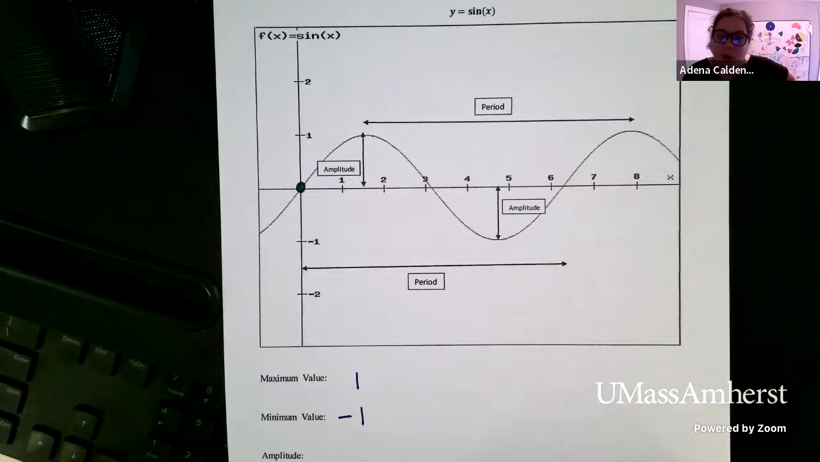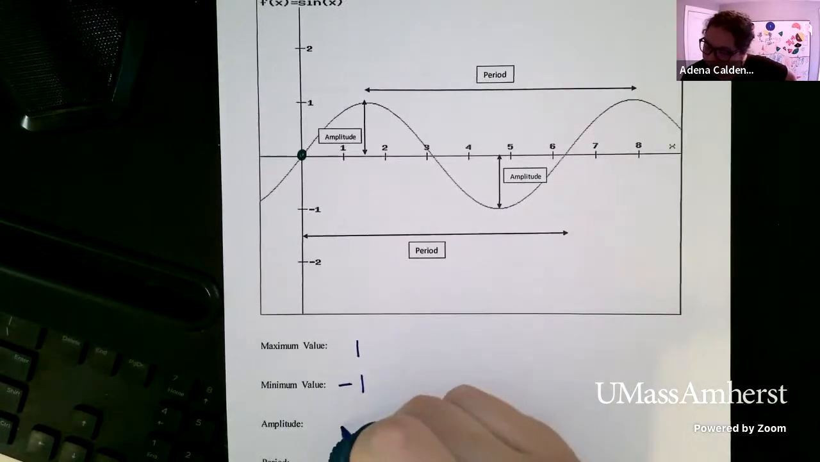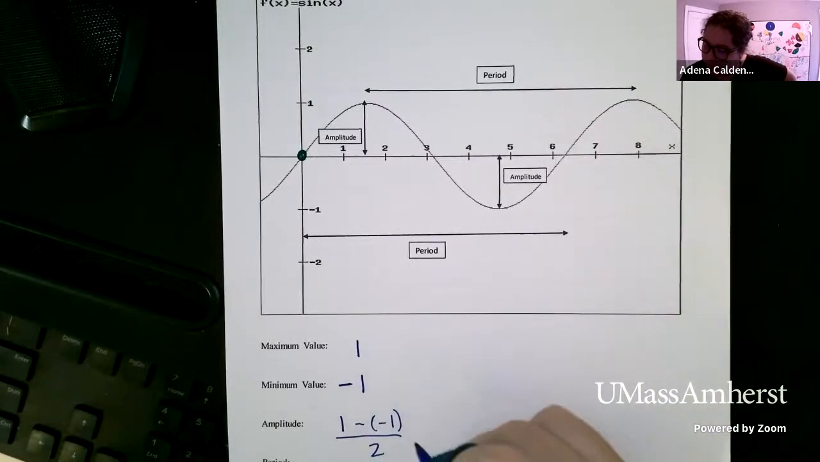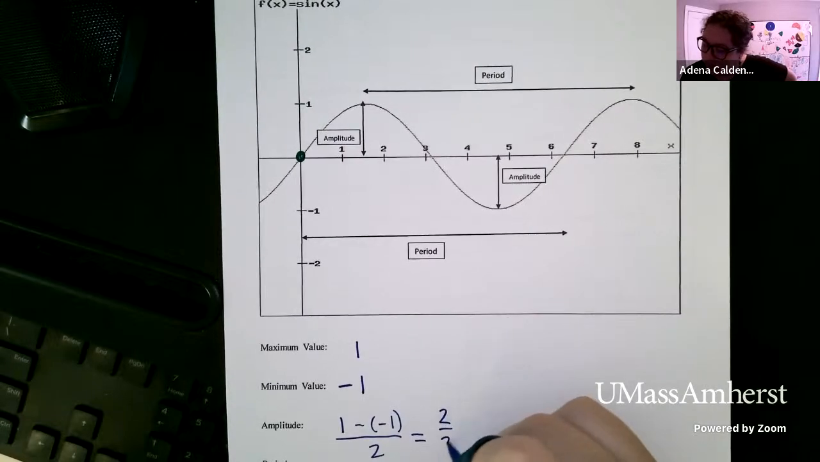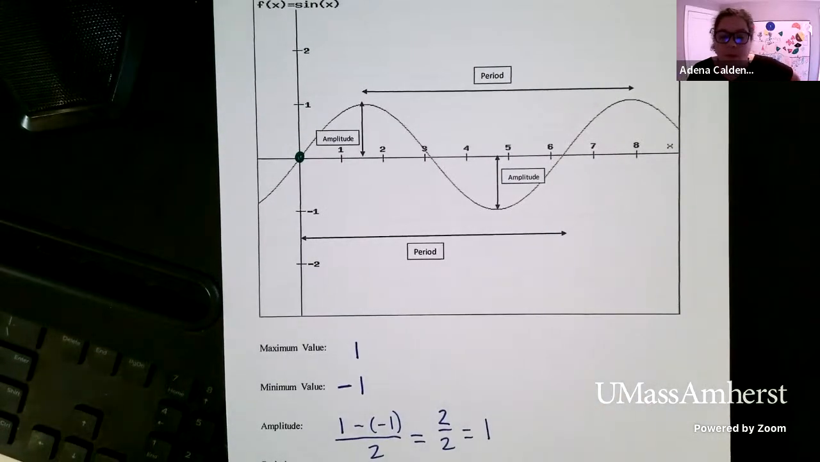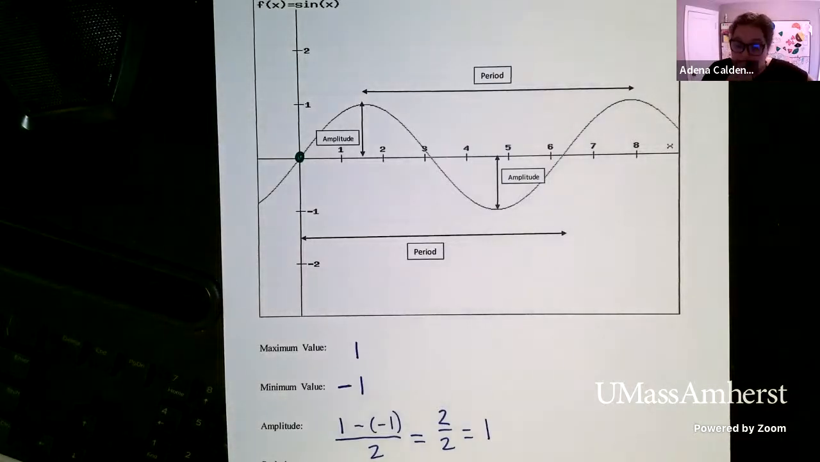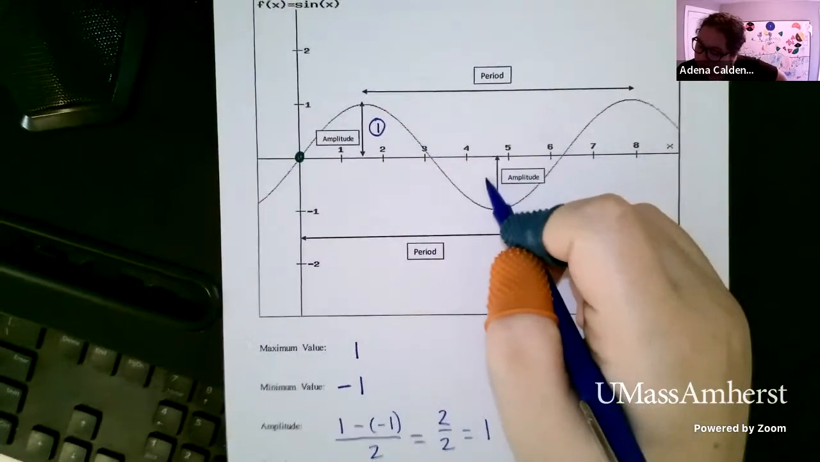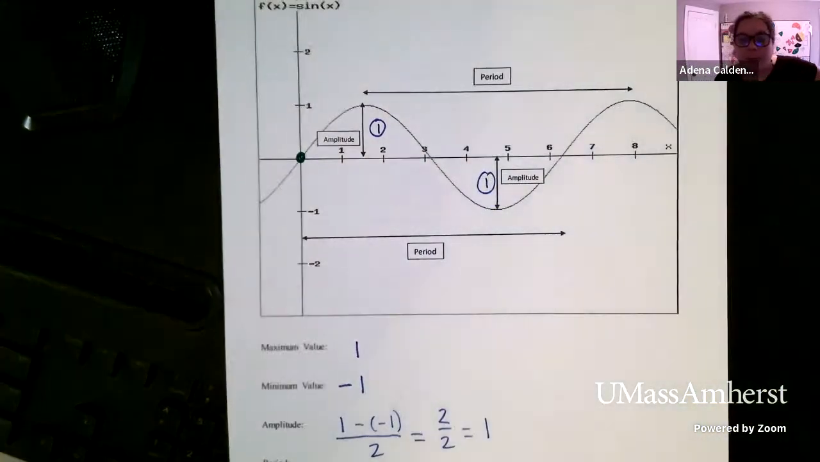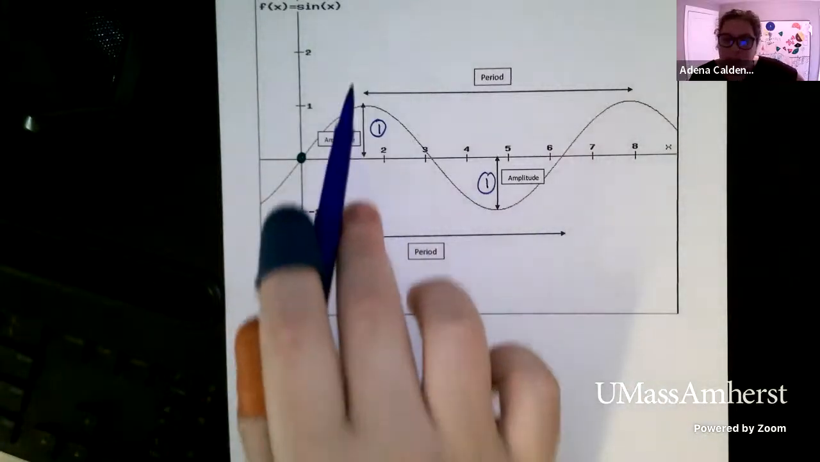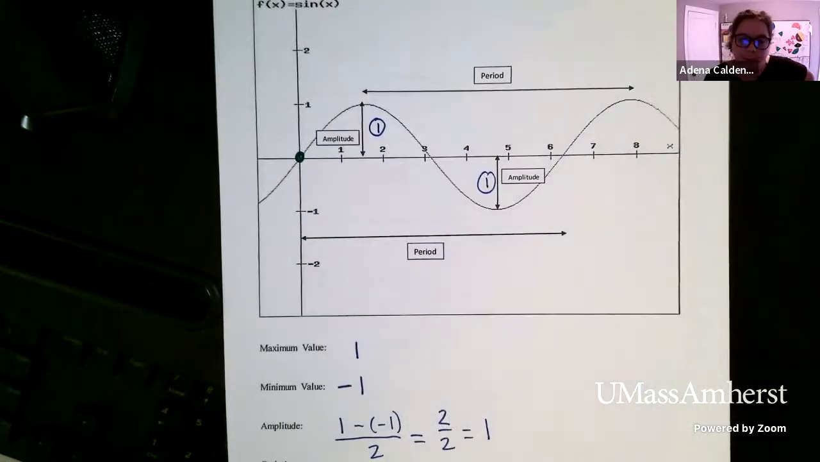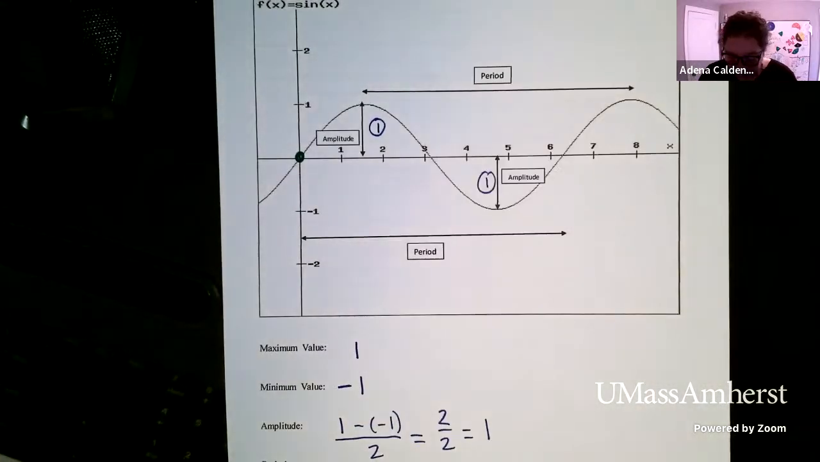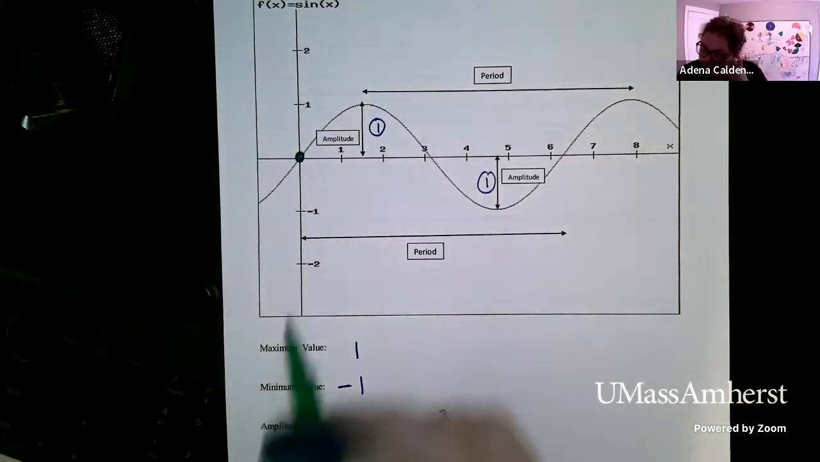Which means that our amplitude we can find because we do the maximum value minus the minimum value divided by 2. So we get 2 over 2, which is 1. So the amplitude of sine is going to be 1, which means we vary from the midline by 1 unit to get to either the maximum or the minimum. Now for the period of sine, we're interested in when it starts repeating.